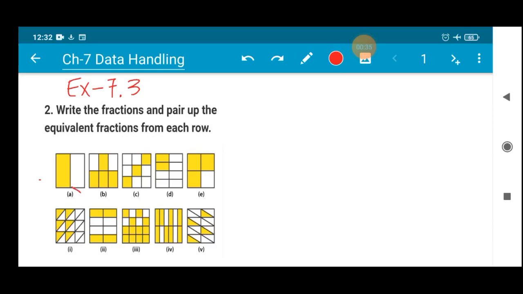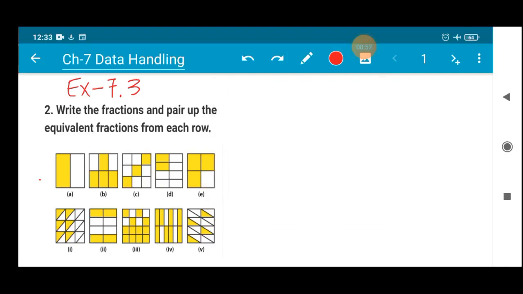Suppose a is matching with 2, then you have to match with 2 like this. If b is getting matched with 4, I'm just supposing it, this is not the actual value, because without calculating you will not be able to solve this. Okay, so let us start.